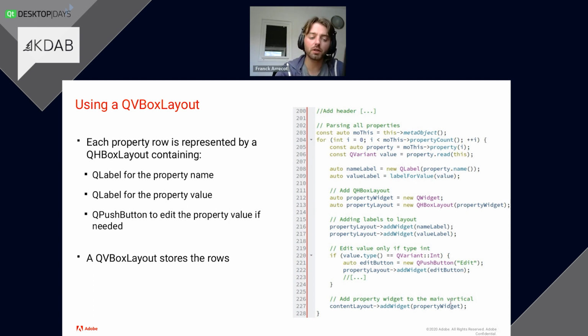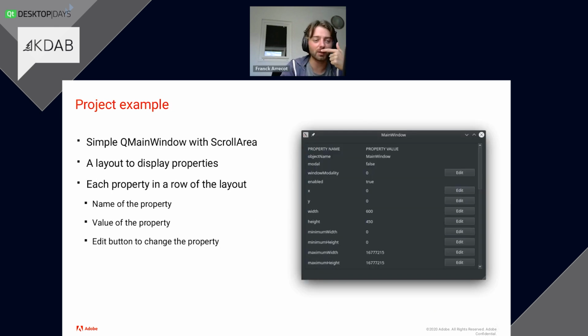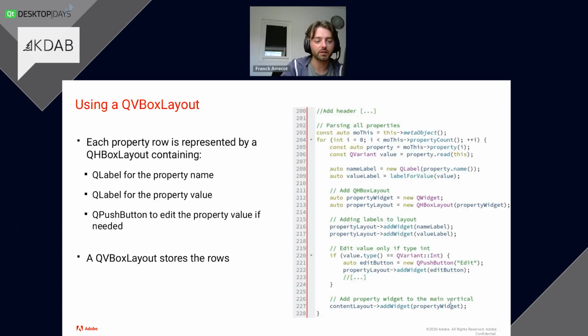And if the value is of a given type, an integer in this case, you add the button with this line, property layout add widget. So you have 3 widgets on a given row, and then you put this row into the main vertical QVBoxLayout, which is done here, content layout add widget. If you do that, what would happen? You should have this nice and shiny UI, right? Well, wrong. You would have that.